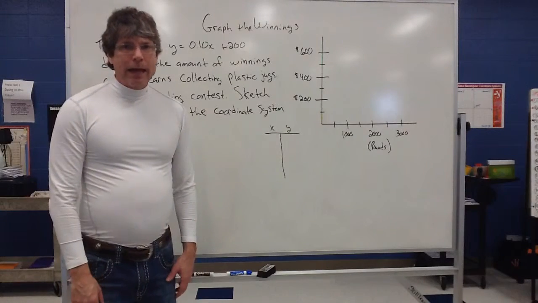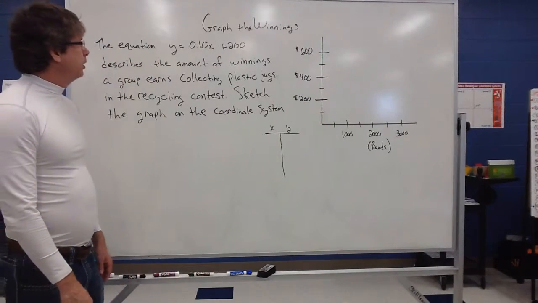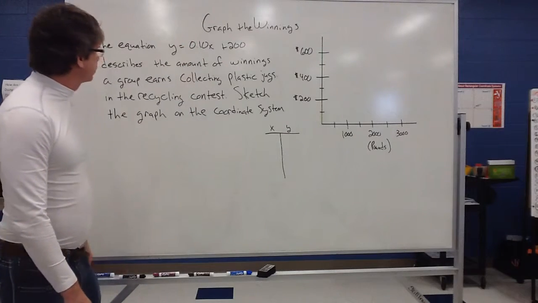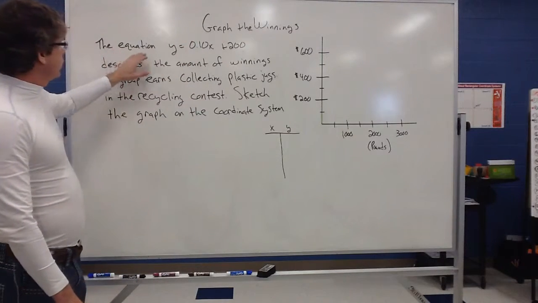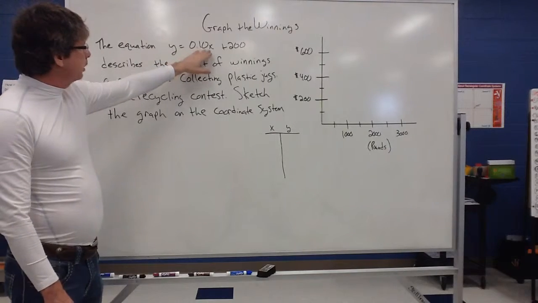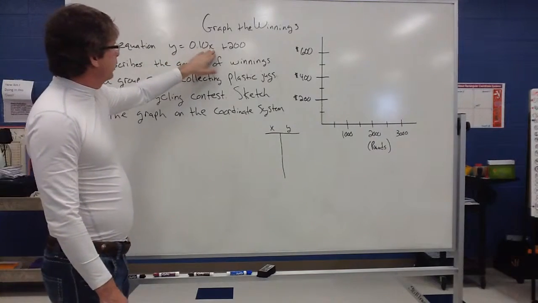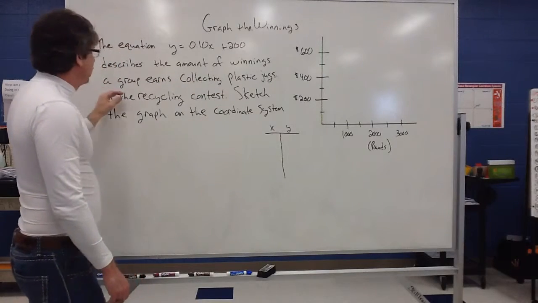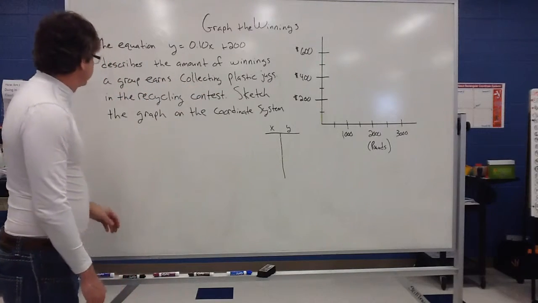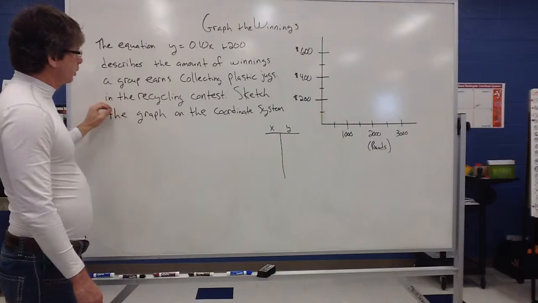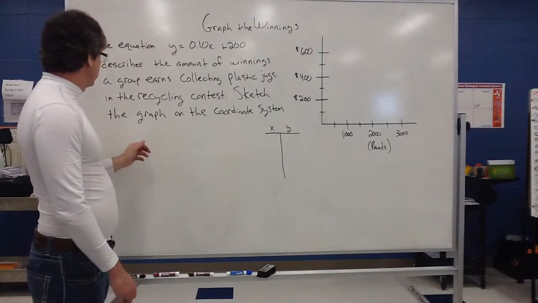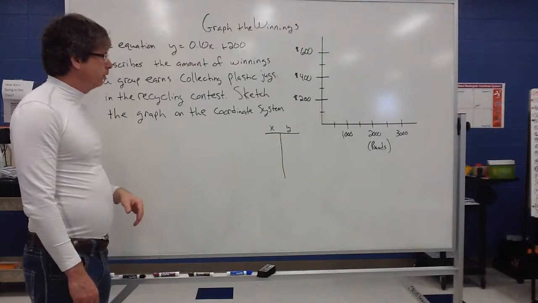So let's look at an application of some linear equations. We want to graph the winnings. The equation y equals 10 hundredths times x plus 200 describes the amount of winnings a group earns collecting plastic jugs. And this is going to be in the recycling contest that they were doing. It says sketch the graph on the coordinate system.